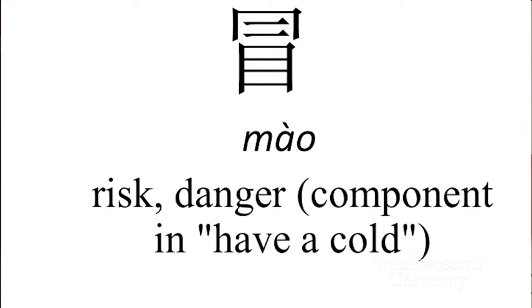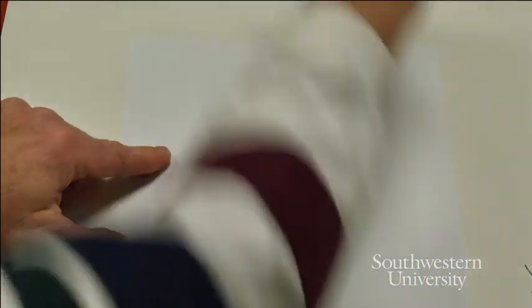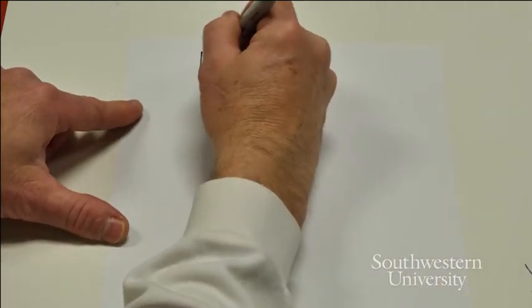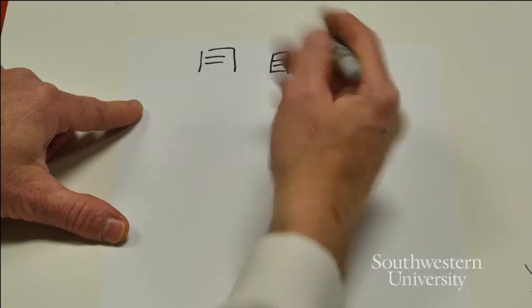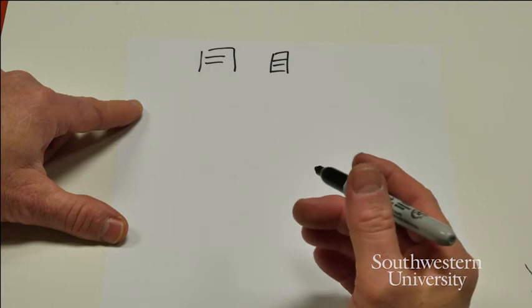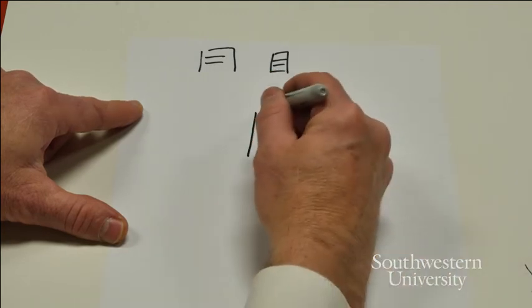Mao. So gan here, coming back here, gan means to feel. Mao means to risk. So basically we have a cover on the top and the eye underneath. So something we're afraid of, we cover our eyes. I don't know why that applies to having a cold.